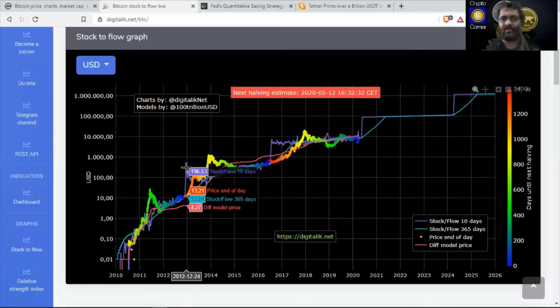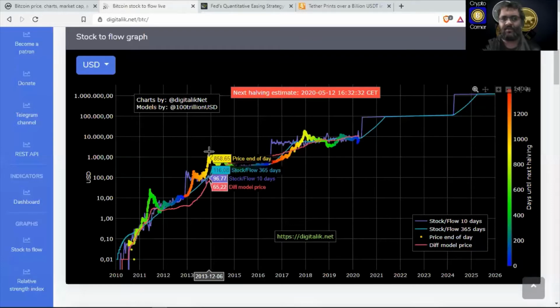stock to flow is significantly higher at about 200, and starts to go up quickly thereafter. And there's a window here of several weeks to months after the halvening when you can expect a significant increase.